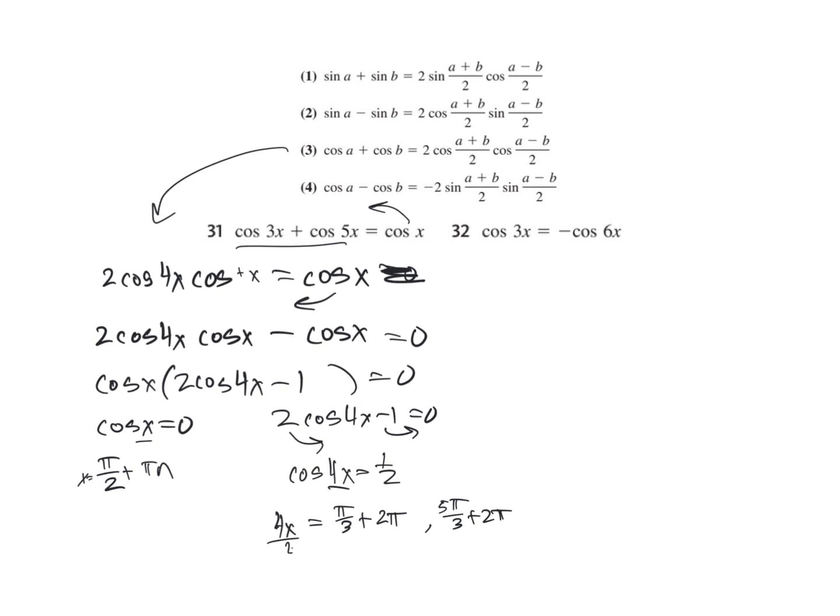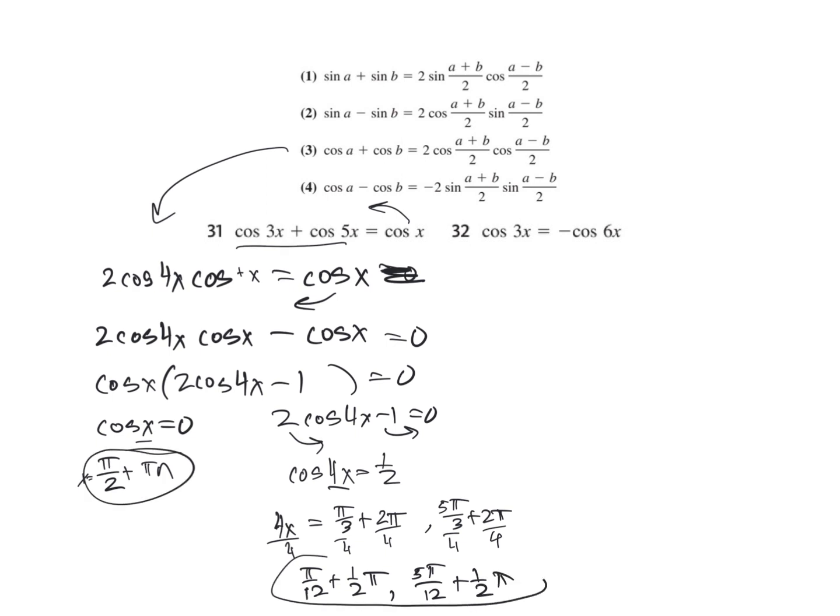Okay, so now we divide everything by 4. And pi over 3 over 4 is the same thing as pi over 3 times 1/4. So pi over 12 plus 1/2 pi. And then 5 pi over 3 would be 5 pi over 12 plus 1/2 pi. So a lot of weird answers there. But this is all heading towards other things.